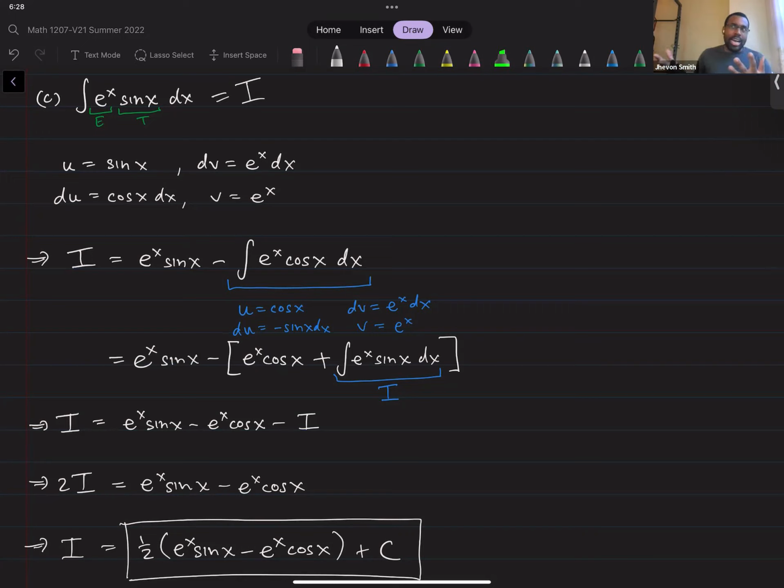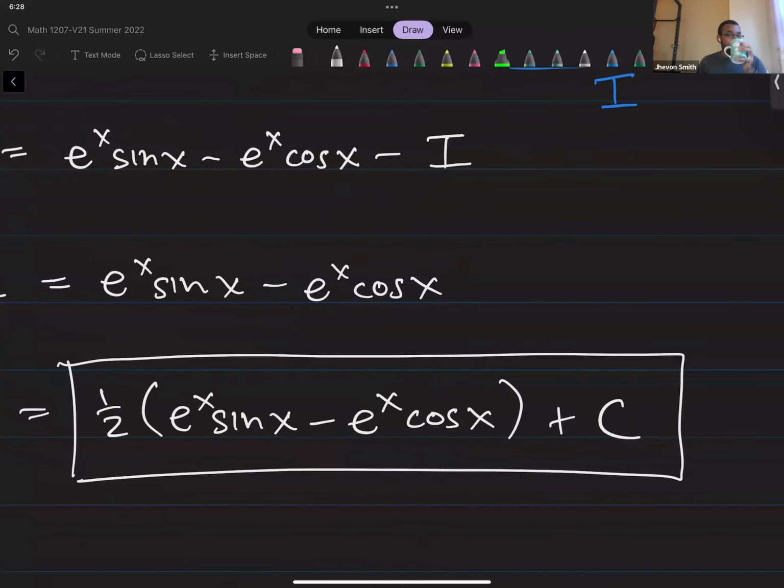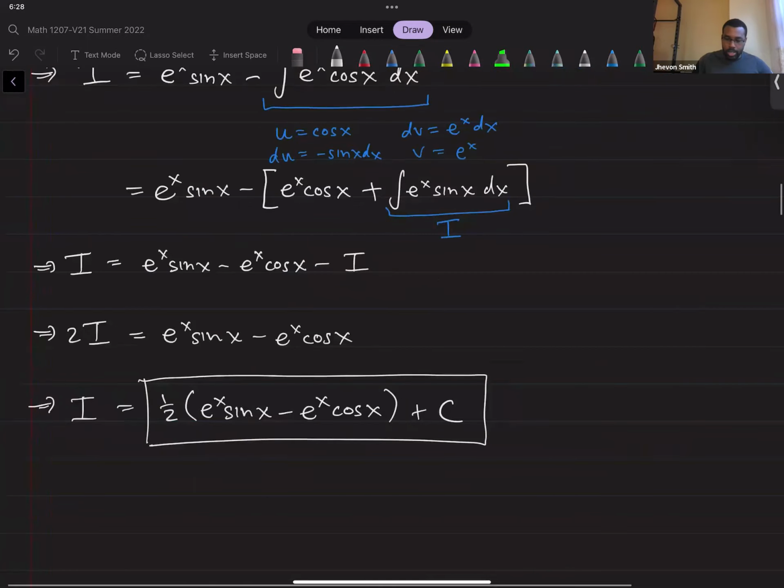If you get the original guy, at that point, just treat it like an algebra equation and move the guy that you want to solve for to the other side. So that is the integral of e to the x sine x. If you actually differentiated this, you would get e to the x sine x. Left as an exercise for the reader.